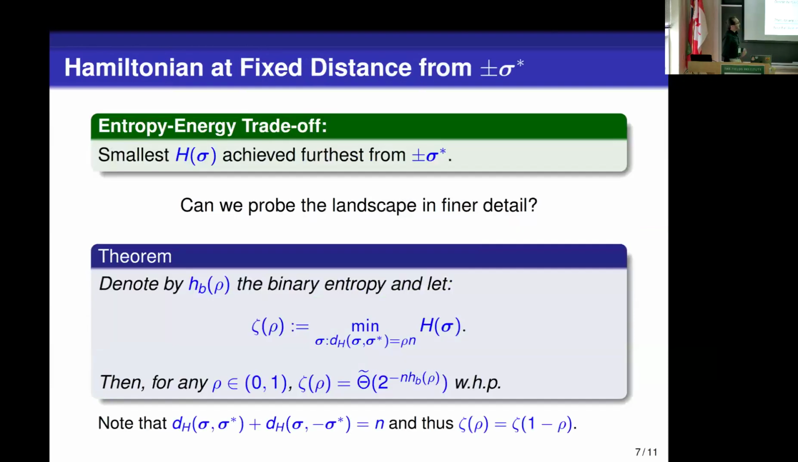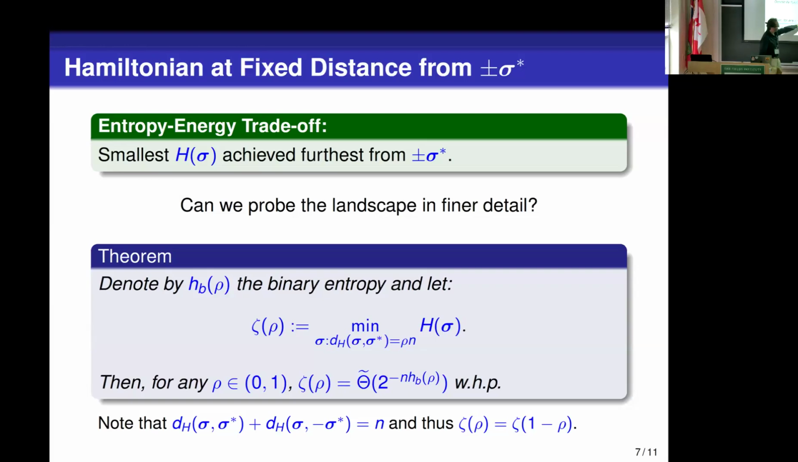The proof of the previous result reveals an entropy-energy trade-off, which is kind of intuitive: the smallest Hamiltonian is actually achieved farthest from sigma star, basically midway between sigma star and minus sigma star. Here's a way to probe this landscape in more detail. If you fix any rho and look at the distances that are rho n from the planted solution, the smallest Hamiltonian that you can achieve is 2 to the minus n times the binary entropy of rho. This gives us the profile as a function of distance in a fairly precise way.